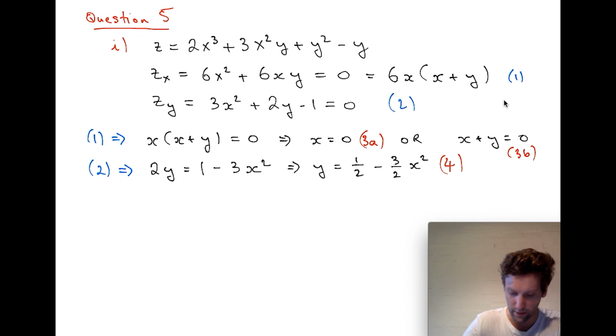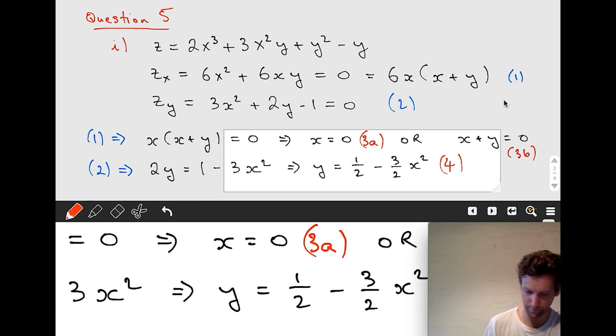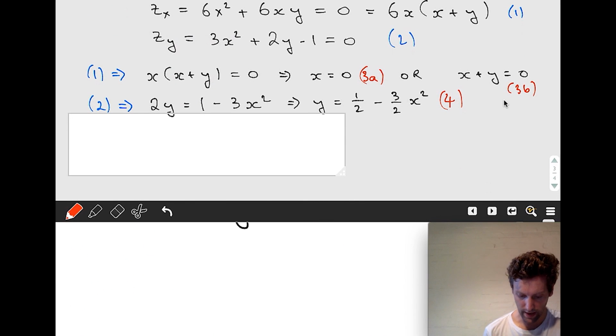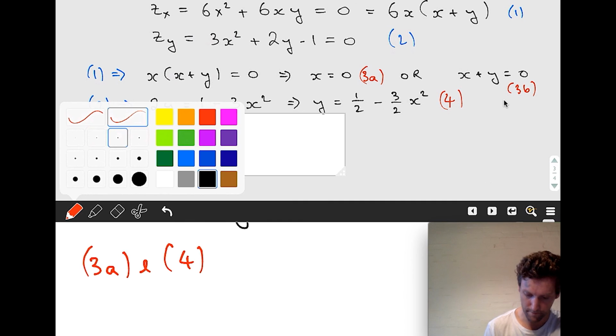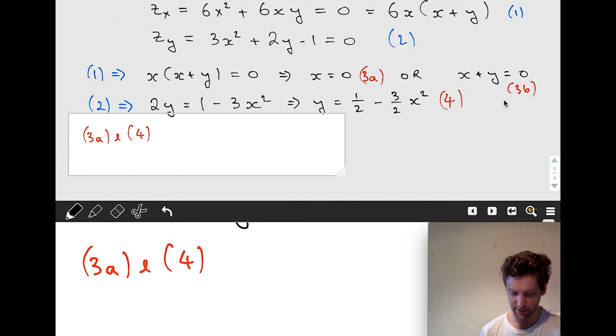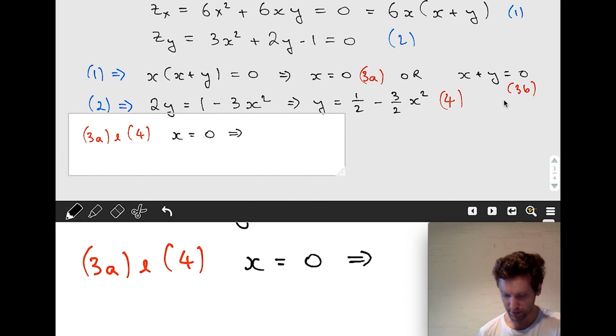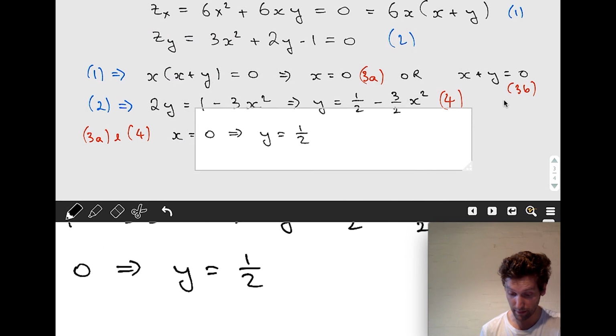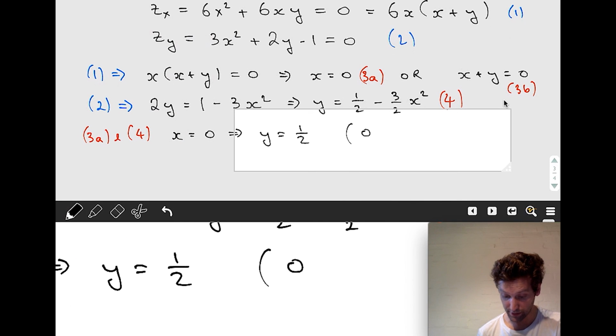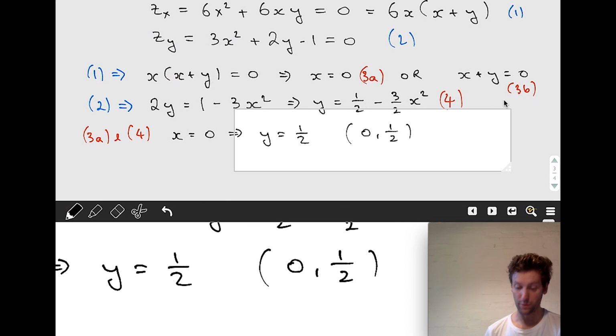So let's start off by looking at 3a and 4. So combining 3a and expression 4, we see x is equal to 0, which means that substituting that into 4 just gives me y is equal to a half. So I immediately get my point, x is equal to 0, y is equal to a half. That's our first stationary point.